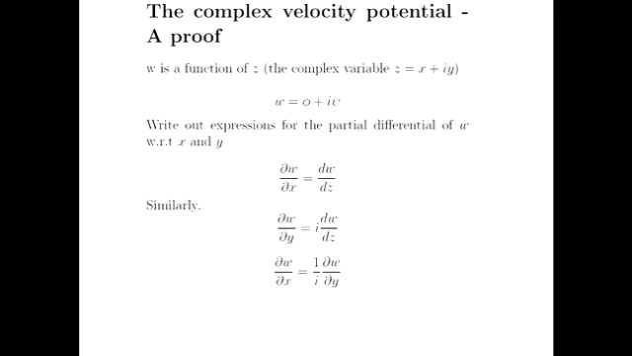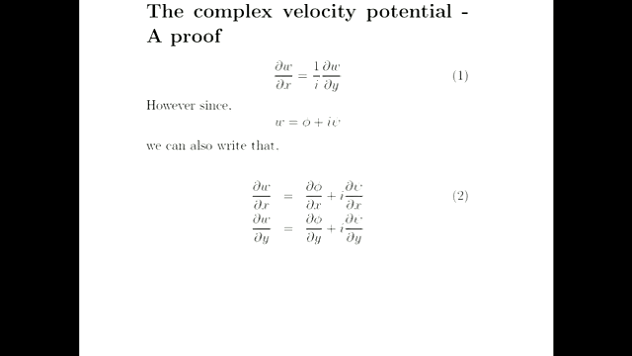Okay, it does, and you're just furiously writing things down. So del w del x is equal to 1 on i del w del y. And then I can also write out another expression for del w del x, right? I know that w is equal to phi plus i psi. So I can write that del w del x is just equal to d phi dx plus i d psi dx, and dw dy is equal to d phi dy plus i d psi dy.